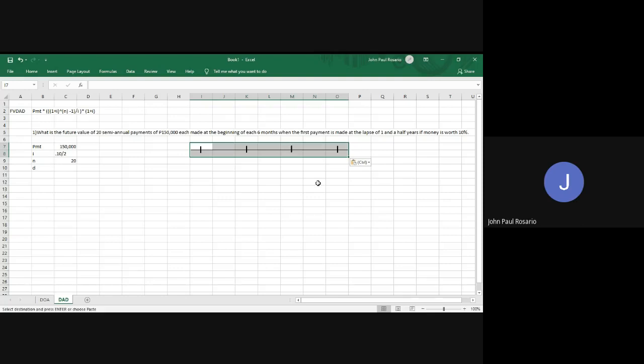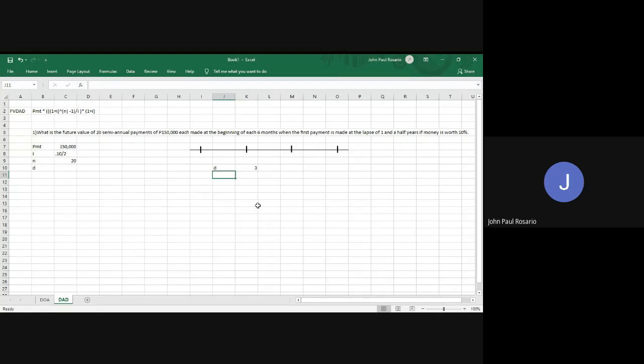So at the lapse of 1.5 years, after 1.5 years, nag-start din siya pay. So actually here, ang imuhang d is diretso na ka. D nimo is 1.5 years, that is 1.5 divided by 0.5, tama? Or 1.5 years is 18 months, no? Divided by 6. So diretso na ka, wala na kay minus 1.